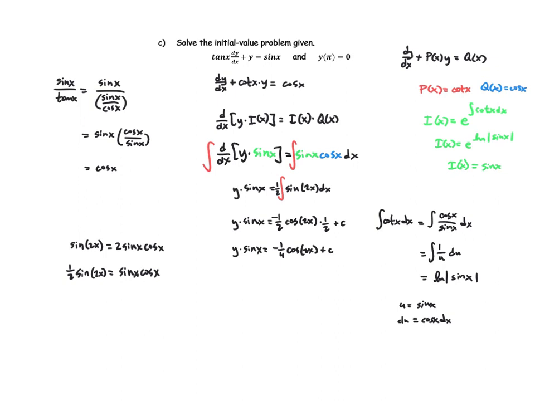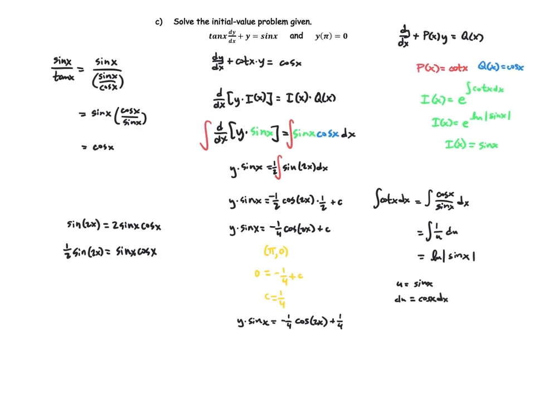Okay, so let's use our initial condition, which is pi, 0. Pi for x yields a 0 for y. So on the left side, of course, I plug in a 0 for y. That'd be 0. Just so you know, sine of pi would also be 0. So I get a 0 on the left side. On the right side, I'd have negative 1/4 times cosine of 2 pi. Well, cosine of 2 pi is 1. So I would have negative 1/4 plus c. All right, so I know that c then equals 1/4. So I can now write y sine x is equal to negative 1/4 cosine 2x plus 1/4.